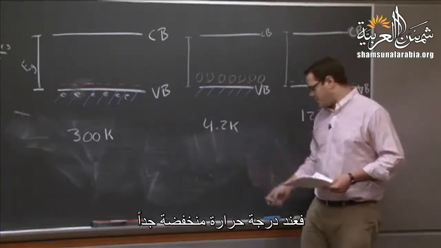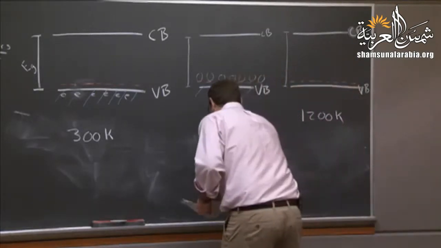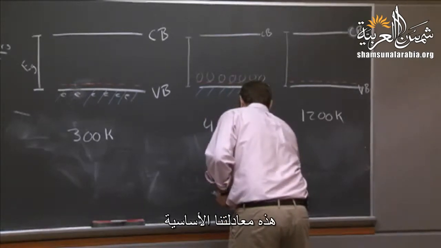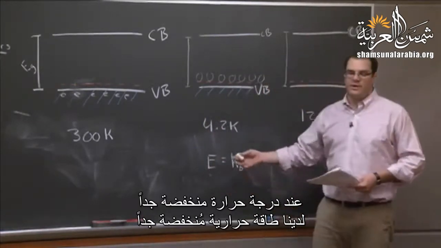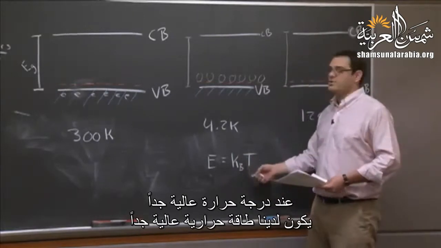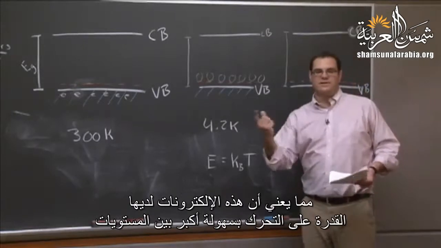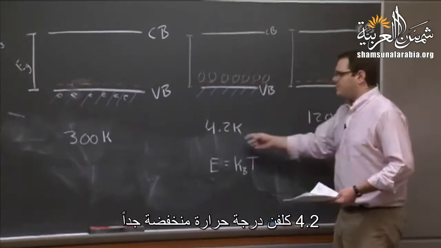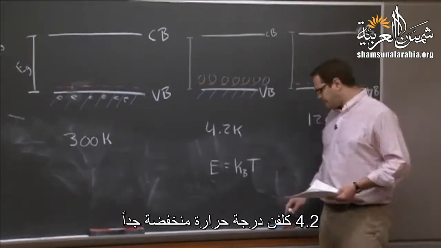So at a very low temperature, let me write that up there for you. This is our basic equation. At a very low temperature, we have a very low thermal energy, kBT. This is the Boltzmann's constant. At a very high temperature, we have a very high thermal energy, which means that these electrons have the ability to move between levels more easily. So here's our very low temperature, okay?